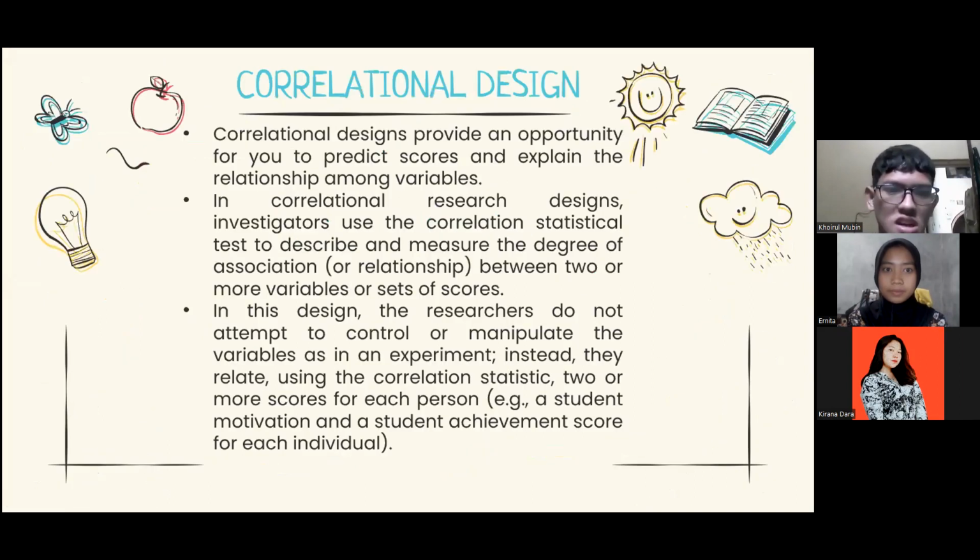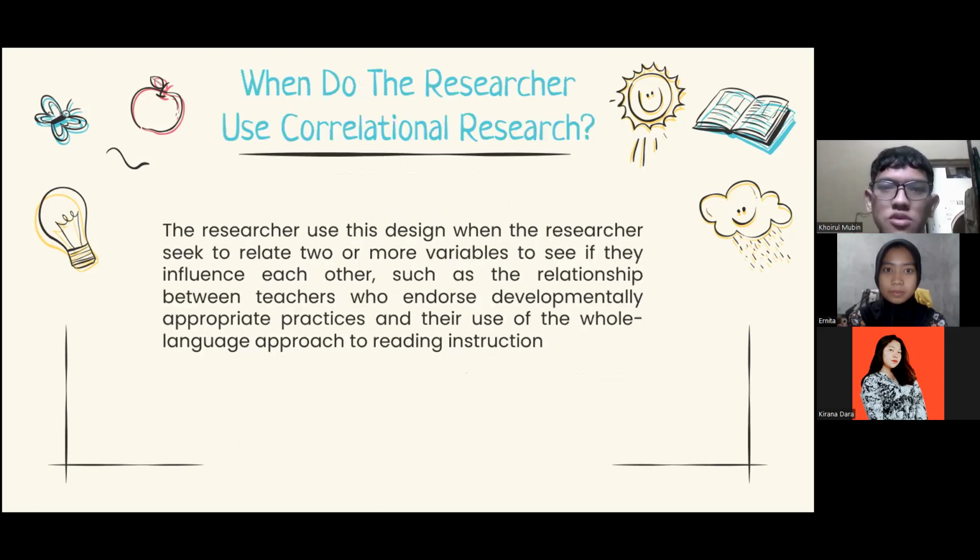Correlational research. In this design, the researchers do not attempt to control or manipulate the variables as in an experiment. Instead, correlation research provides an opportunity for you to predict scores and explain the relationship among variables. In correlation research design, investigators use the correlation statistical test to describe and measure the degree of association or relationship between two or more variables or certain scores. When does the researcher use correlational research?